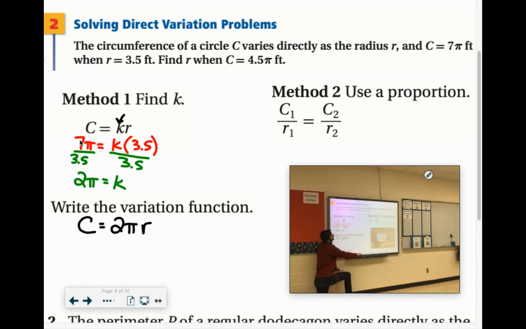Now, if we substitute in 4.5 for the circumference here, 4.5 pi equals 2 times pi times the radius. We're going to go ahead and divide that by 2 pi.